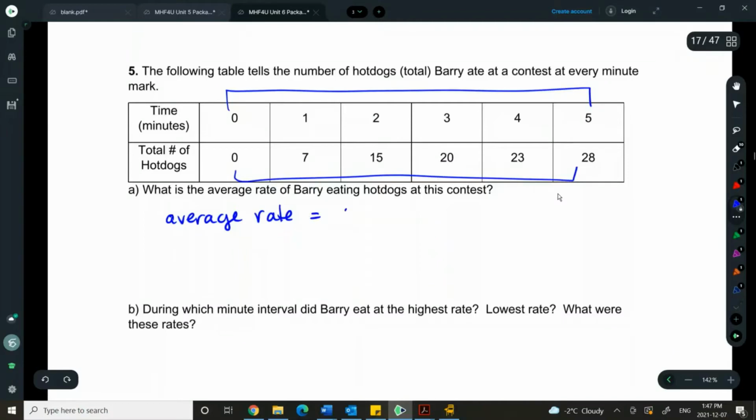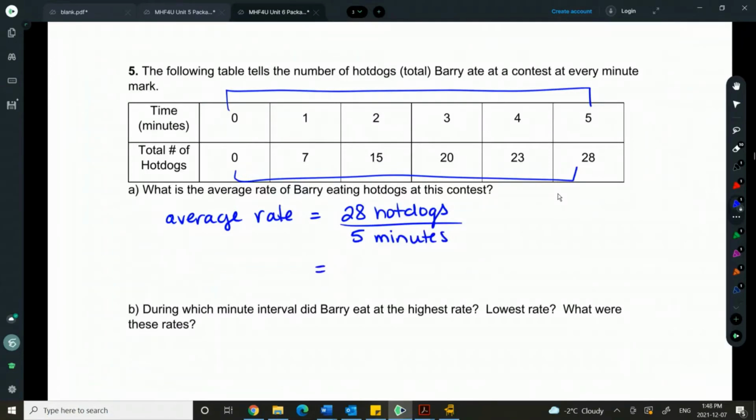Okay, so it'll be a total of 28 hot dogs, and it took 5 minutes to eat those. So I want to know the per minute rate of how quickly he's eating hot dogs. So I'm going to do 28 divided by 5 on my calculator, and I'm getting that he is eating approximately 5.6 hot dogs per minute.